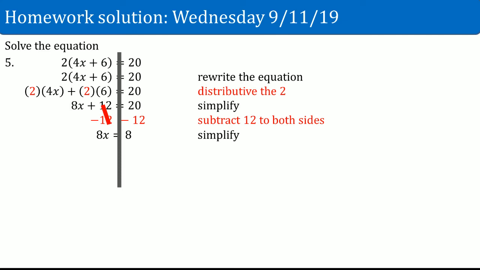I have a multiply by 8 on the left-hand side, which is next to the x. So I'm going to divide by 8 to both sides. Why do I divide 8 to both sides? Notice the 8 over 8 cancels or simplifies to the number 1. So I just have left over just an x. On my right-hand side, 8 divided by 8 becomes just a 1.